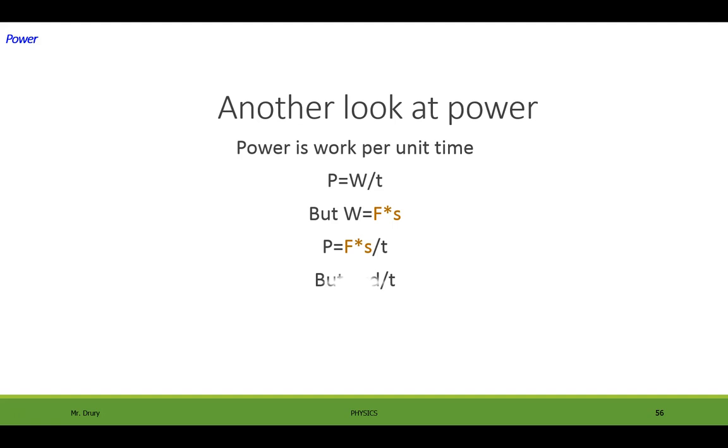And we also know that speed is distance over time. So we can replace the distance per unit time right here with velocity. So another way of saying is power is equal to force times velocity. And you could also do equations like that as well. So power is a pretty simple concept. Once you understand work and energy, all you have to really do is divide it by time to get power.